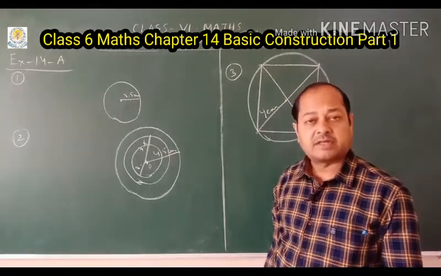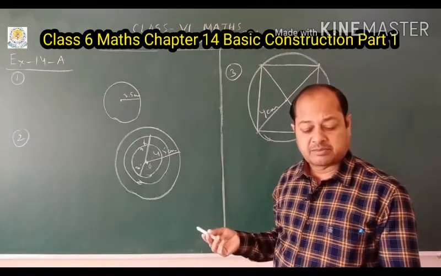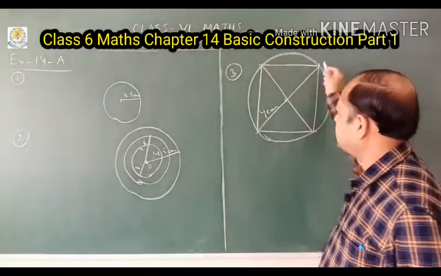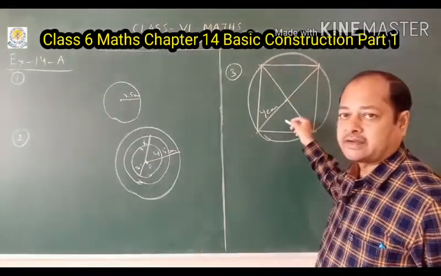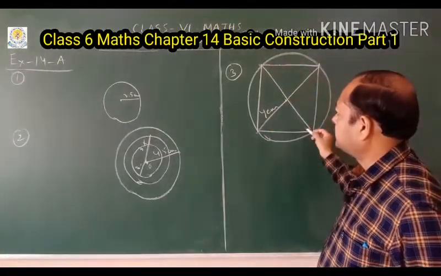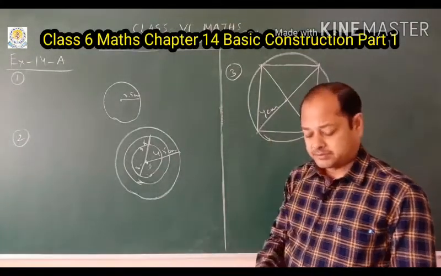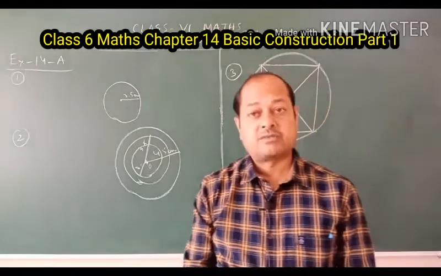What figure is obtained? This is a square figure if the diameters are perpendicular to each other. If the diameters are perpendicular, means they cross at 90 degrees, then you will get a square figure. Okay, I hope you understand question number 3.